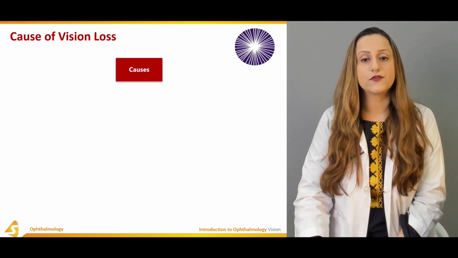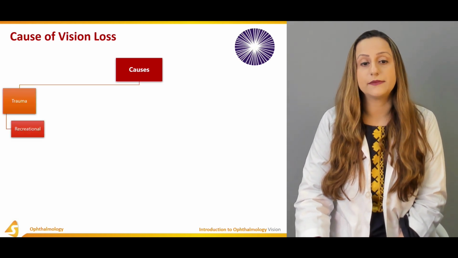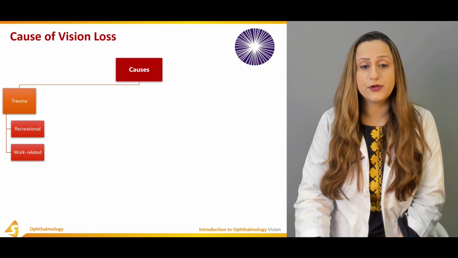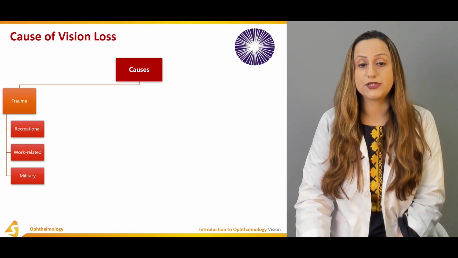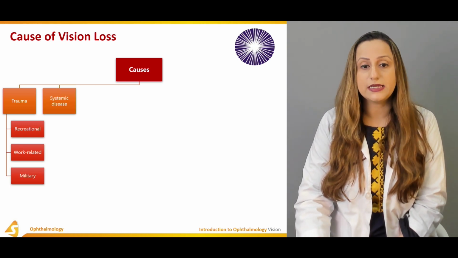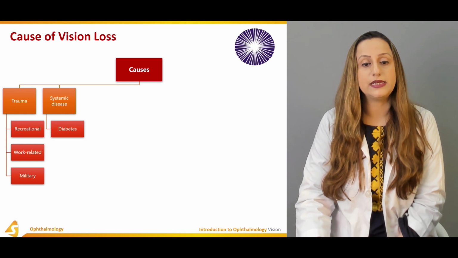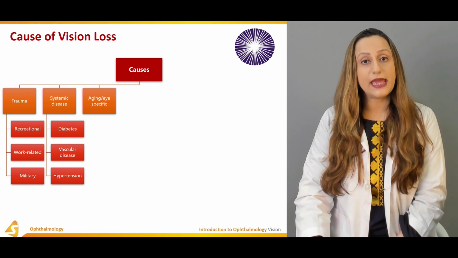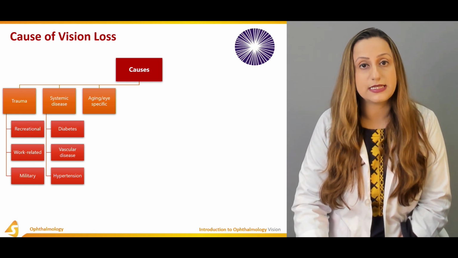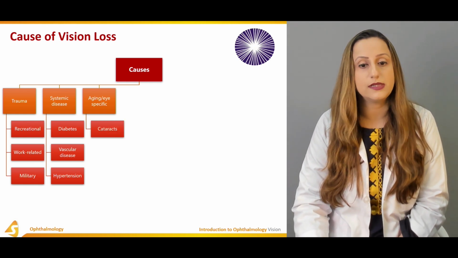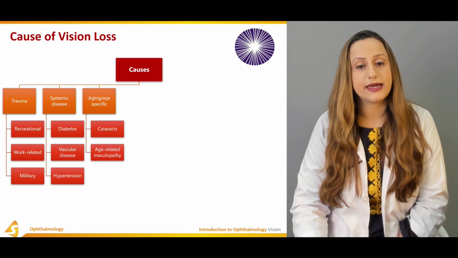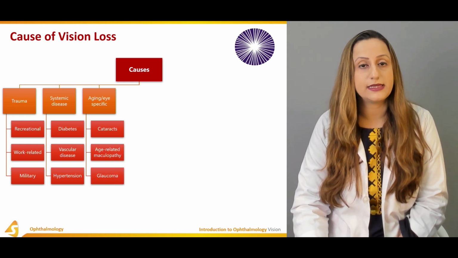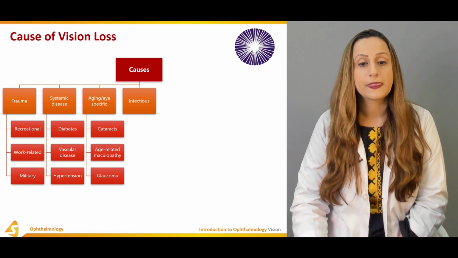Now, the causes of blindness can be trauma, that can be recreational, work-related, or military. And then we can have systemic diseases, that can be diabetes, vascular diseases, hypertension. It can be aging or the eye-specific diseases in these individuals as well, and can relate to cataracts, age-related maculopathies, and then we have glaucomas.